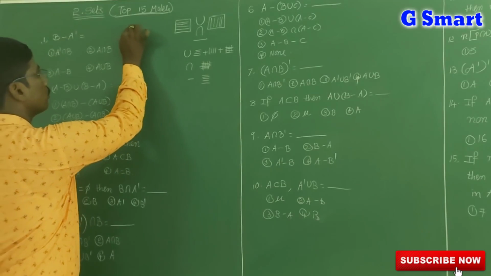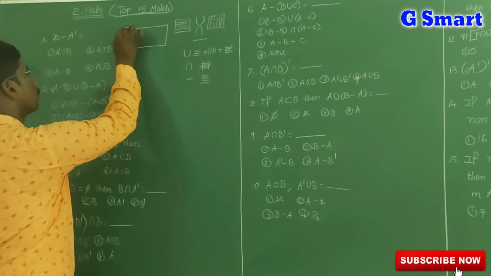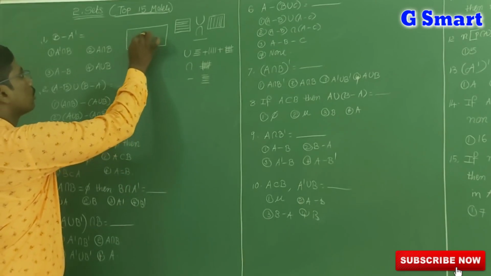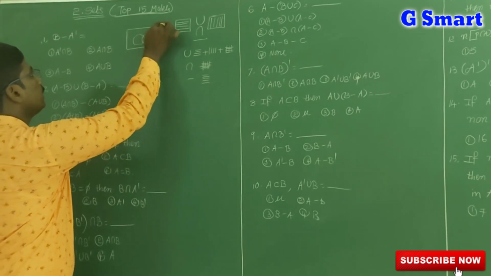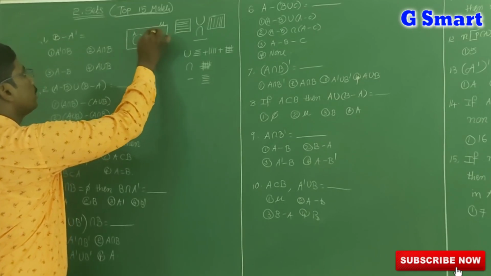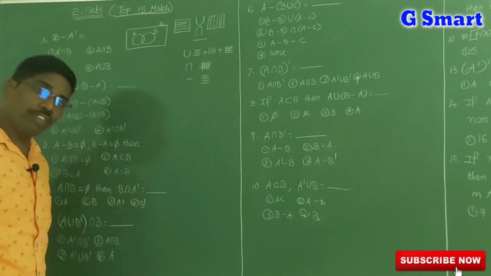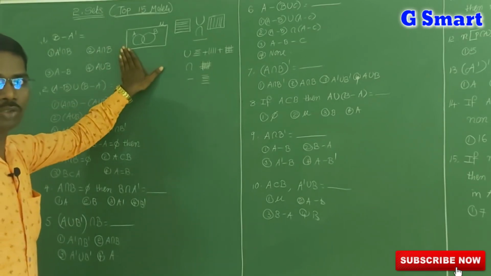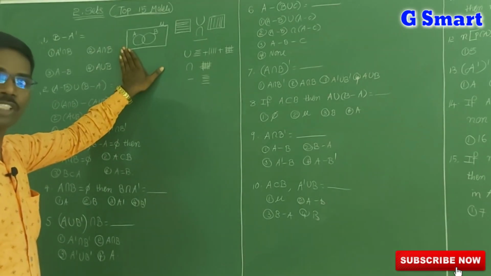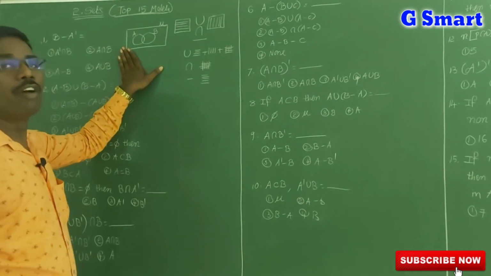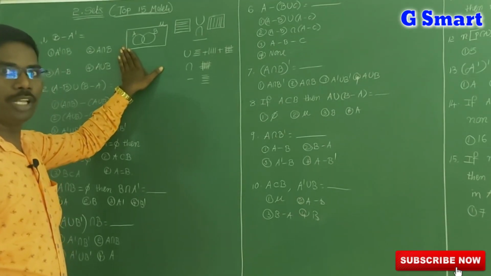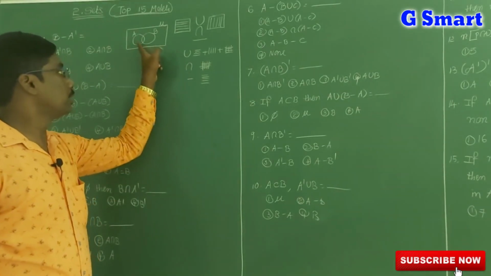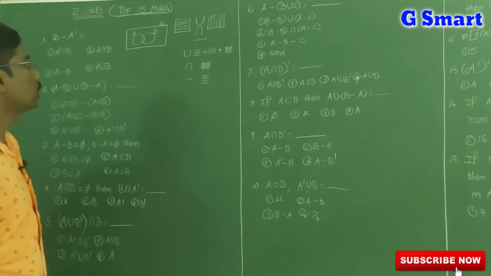First problem. In this first problem, this is mu, this is A, this is B. For every problem like this, this diagram only, except when A is a subset of B or B is a subset of A. For those problems, different diagrams will be there. For all these problems, this diagram only: this is mu, this is A and this is B.